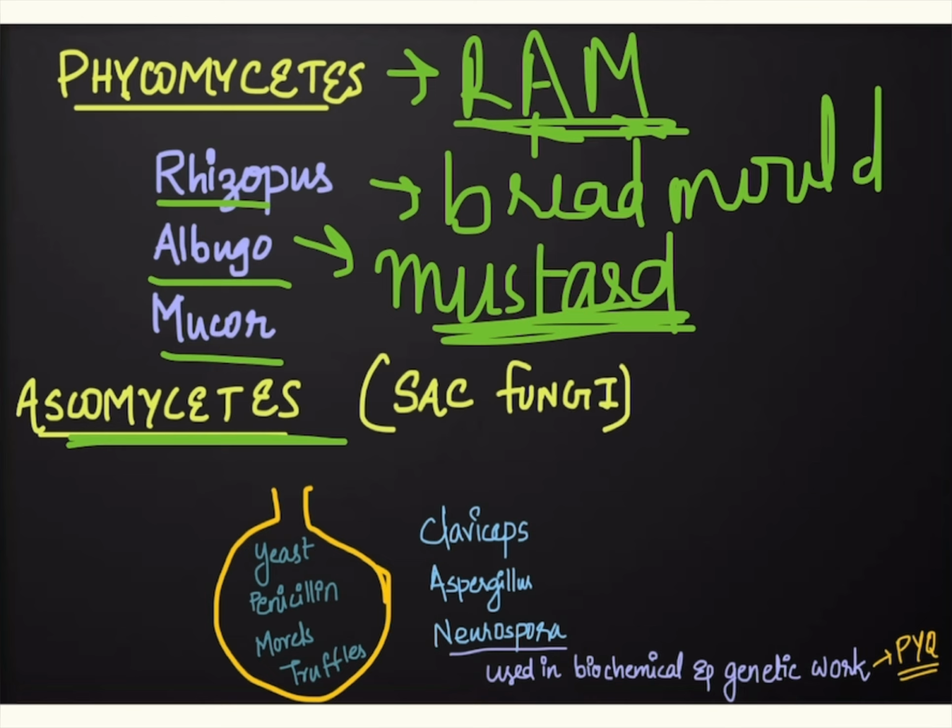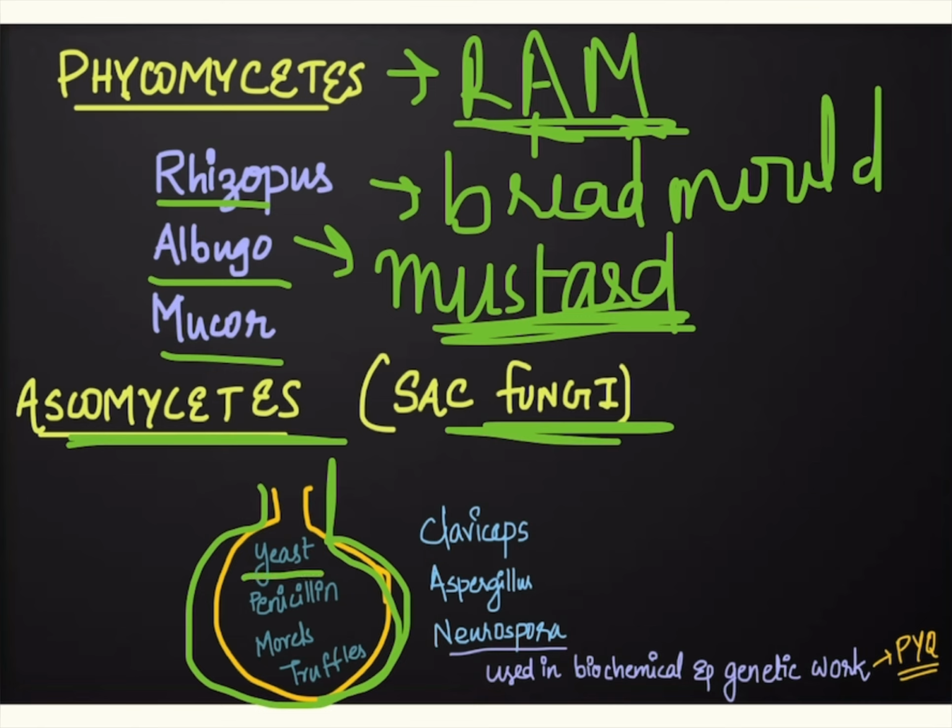Ascomycetes is also known as sac fungi. So if we are going for a picnic, we will carry a sack. In the sack we will place some yeast, some antibiotic, the antibiotic is penicillin, and some edibles, eatables, right? Morels and truffles are the edibles. If we are going for a picnic, we will carry a sack with us.